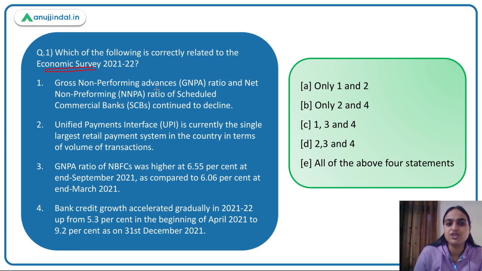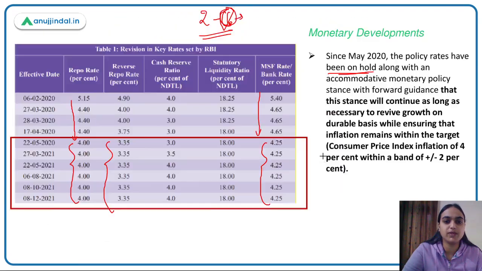GNPA and NNPA ratio of scheduled commercial banks continue to decline. Yehi kaha hai survey ne, it's correct. UPI is currently the single largest retail payment system in the country. This is also correct. GNPA of NBFCs was higher as compared to the March 2021 value, 6.063 ab 6.65 rahi. Yeh bhi sahi hai. Bank credit growth accelerated in 2021-2022 up from 5.3 to 9.2. Yeh bhi sahi hai. So all these statements are correct. Answer is option E.